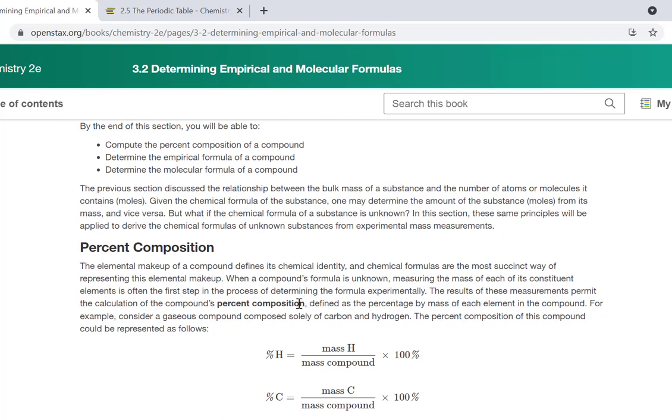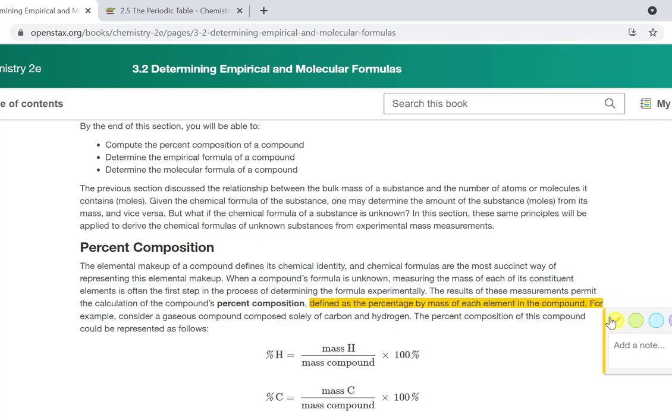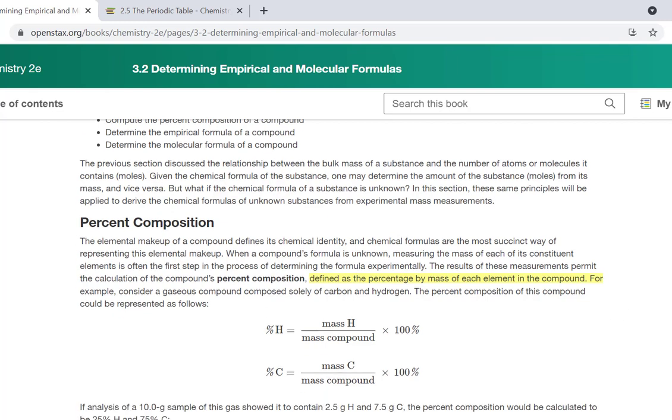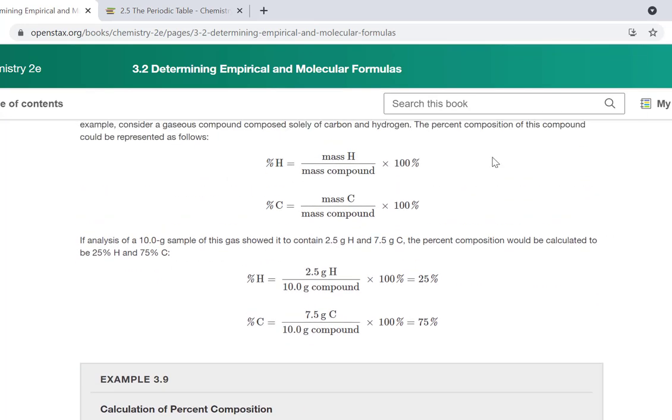When we do this, we can find what's called a percent composition. And this is defined as the percent by mass of each element in the compound. Okay, so when we say percent composition, that is what we mean by that. So a couple of examples here. If you want to know the percent composition of hydrogen, you would find the mass of hydrogen in the compound divided by the mass of the whole compound, and then times 100%. So for example, you might have 2.5 grams of hydrogen in a 10-gram compound. You do that calculation and you get 25% hydrogen.